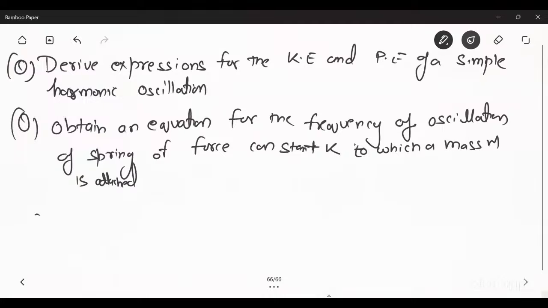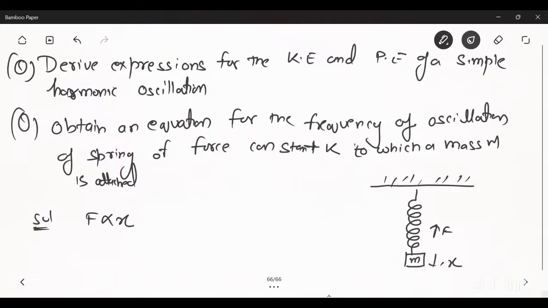Now the solution of this question is: suppose this was a spring, this is a fixed column, and a mass m is attached to it. If it is displaced downward, the force will act upwards. So the force is directly proportional to its displacement. Force is equal to minus kx.